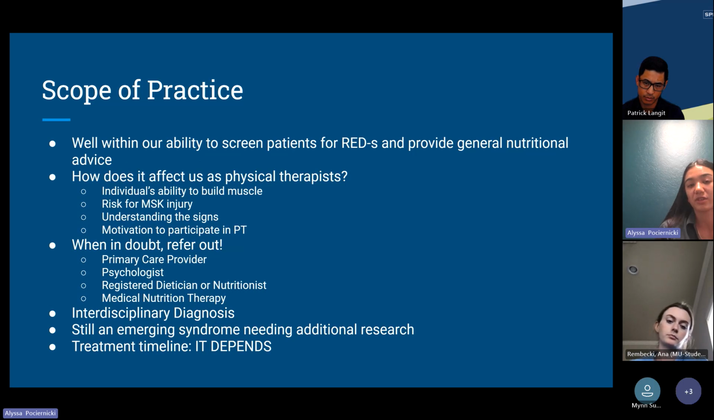It'll affect our patient's ability to build muscle. It increases their risk for a musculoskeletal injury. And if we're not really understanding the signs, a lot of this stuff can get swept under the rug, and it can also impact our motivation to participate in physical therapy. If for some reason you don't know what's going on or you're in doubt, just refer them out. You can refer them back to their primary care provider, a psychologist, registered dietitian or nutritionist, or a medical nutrition therapy.